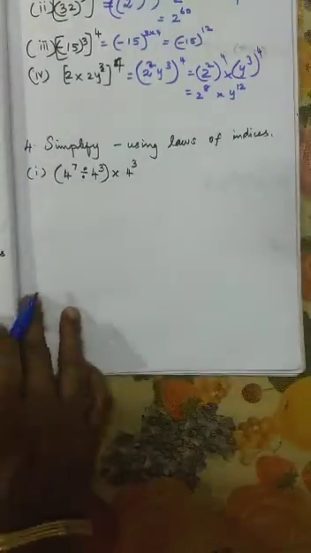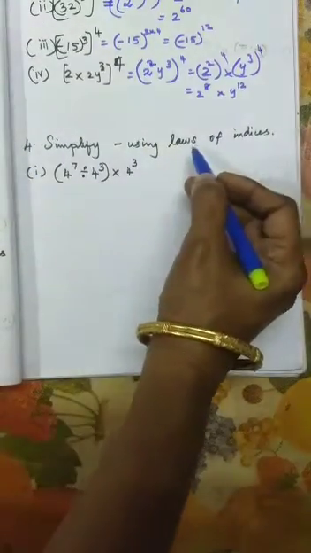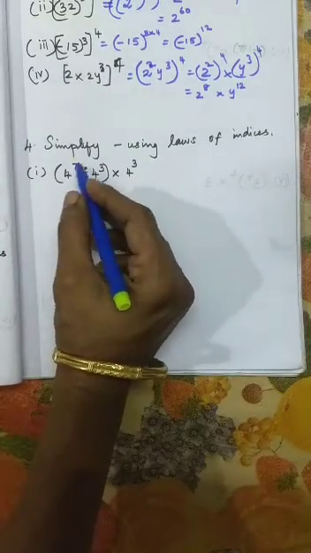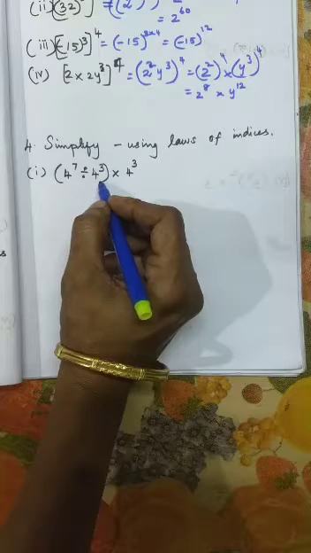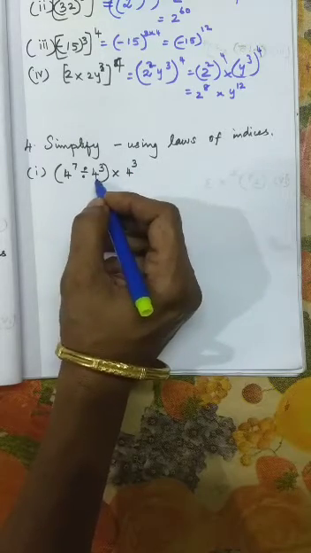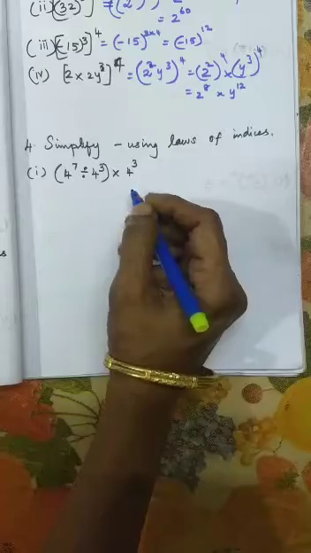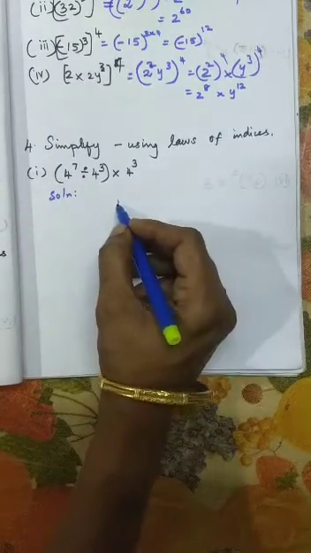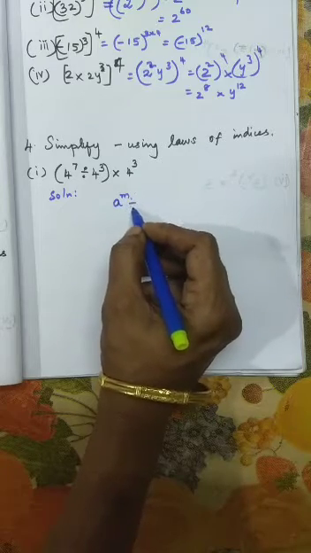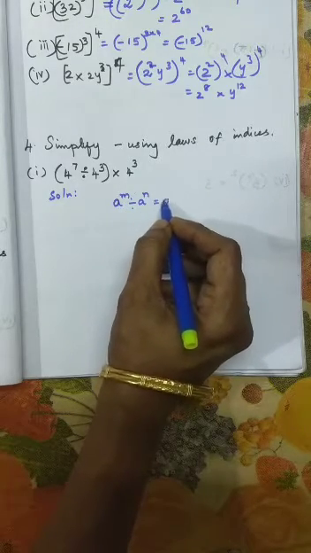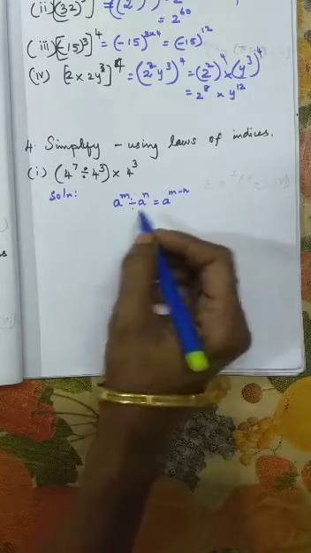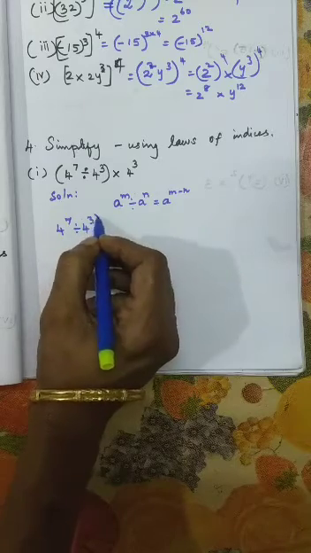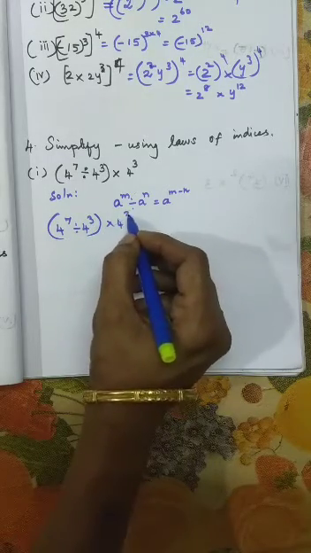And the fourth sum, simplify using laws of indices. First sum, here we have to use the quotient law and then we have to use the product law. First solution, quotient law is a power m divided by a power n equal to a power m minus n. So 4 power 7 divided by 4 power 3 into 4 power 3, isn't it?